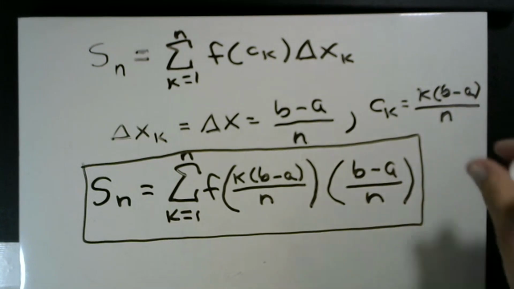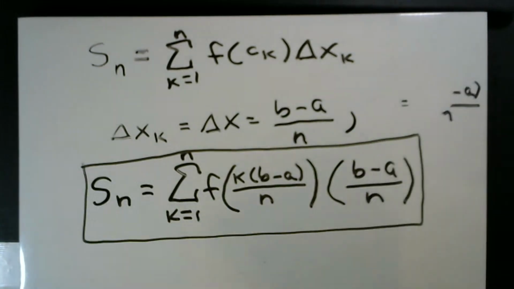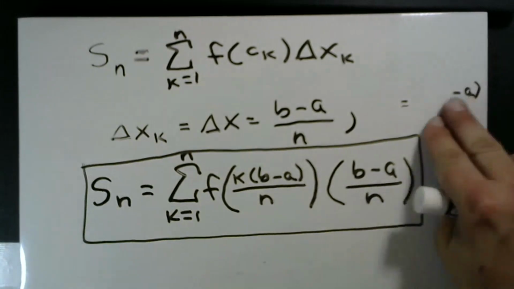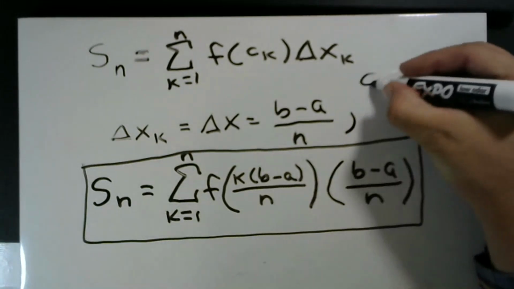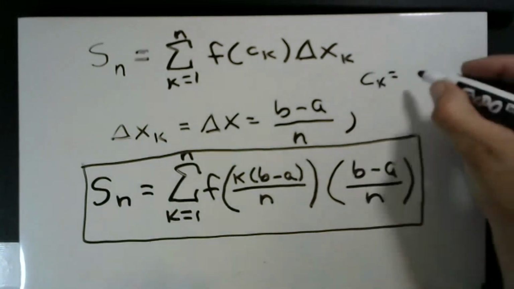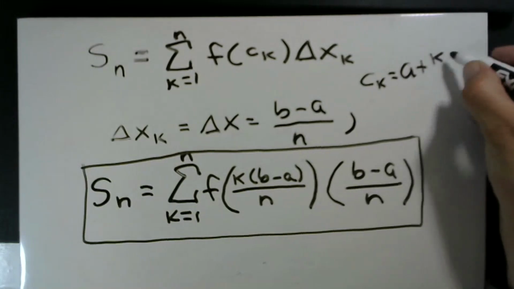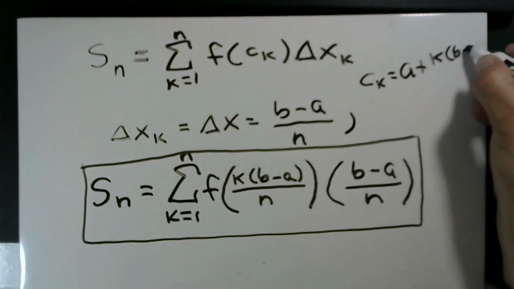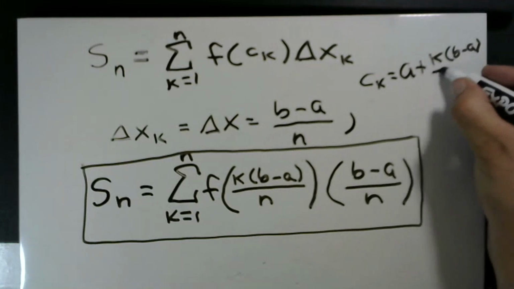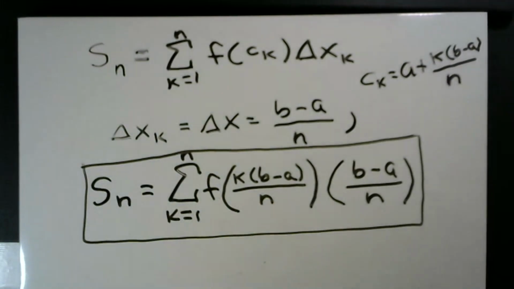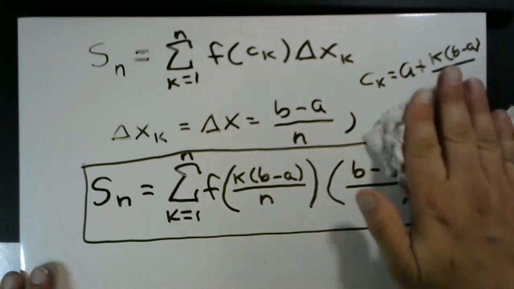Oh, I forgot something with ck. I made a mistake on ck. Let me go back. This is what you want to change in your notes up above too. It's a plus k times b minus a over n. That's your ck. So let me go back and make sure that's there.